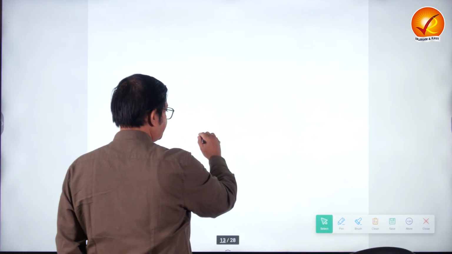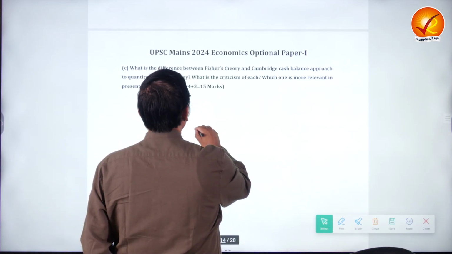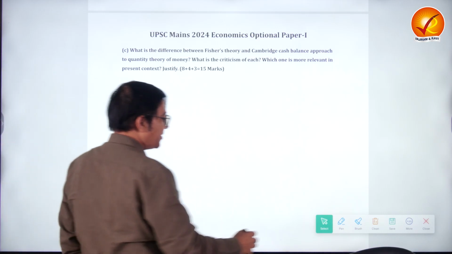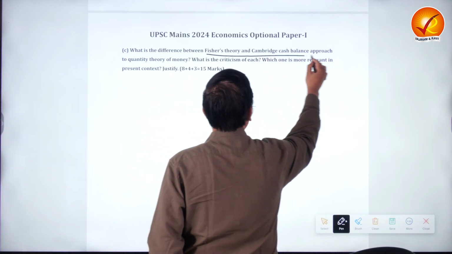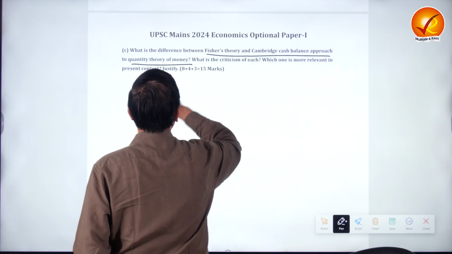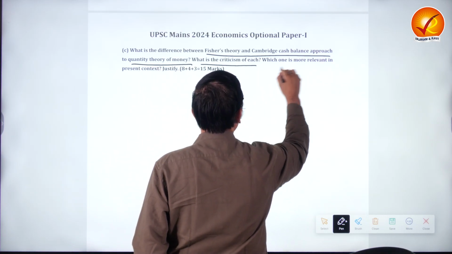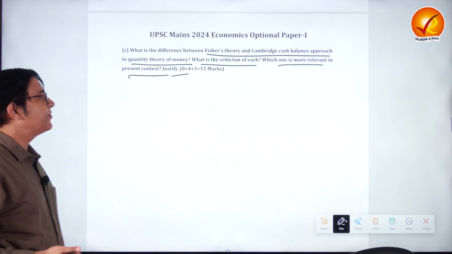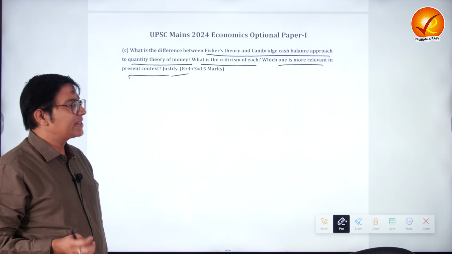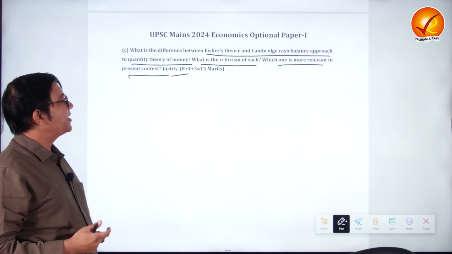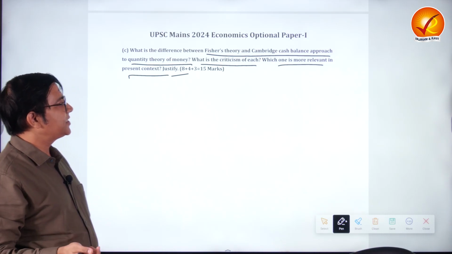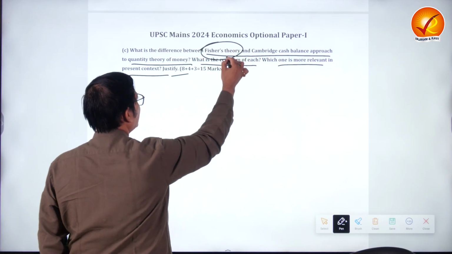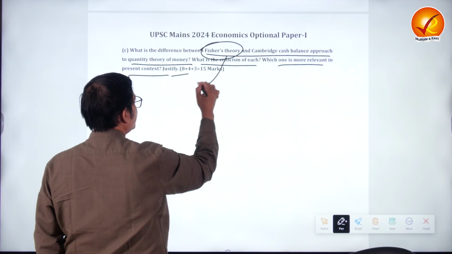Let's go further. The third part of the same question was asking about the difference between Fisher's and Cambridge cash balance approach in the quantity theory of money, criticism of each, and which one is more relevant in the present context, with justification. Again, I would call it one of the easiest questions. They have been asking on QTM regularly, and the comparison of Fisher's and Cambridge cash balance approach. I'll be brief because I know this is known to most of you.